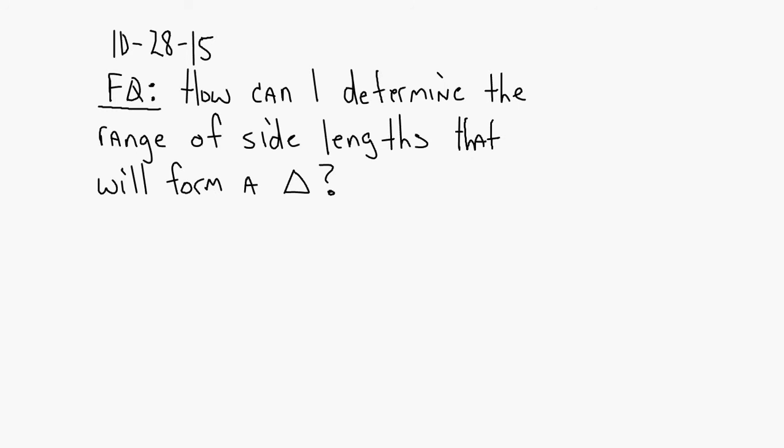All right, the focus question is, how can I determine the range of side lengths that will form a triangle? When you're drawing a triangle, building a triangle, you can't just pick any three random numbers. There are some rules that apply to the different side lengths that will and will not form a triangle. So write this down.